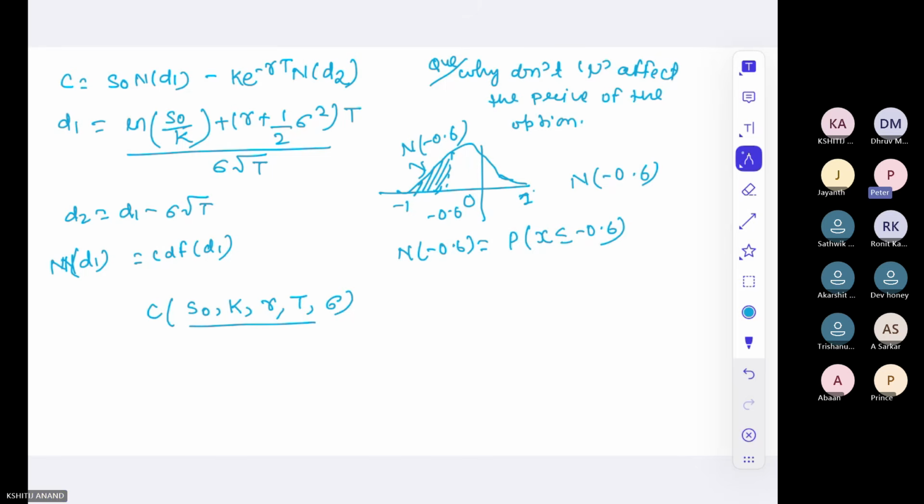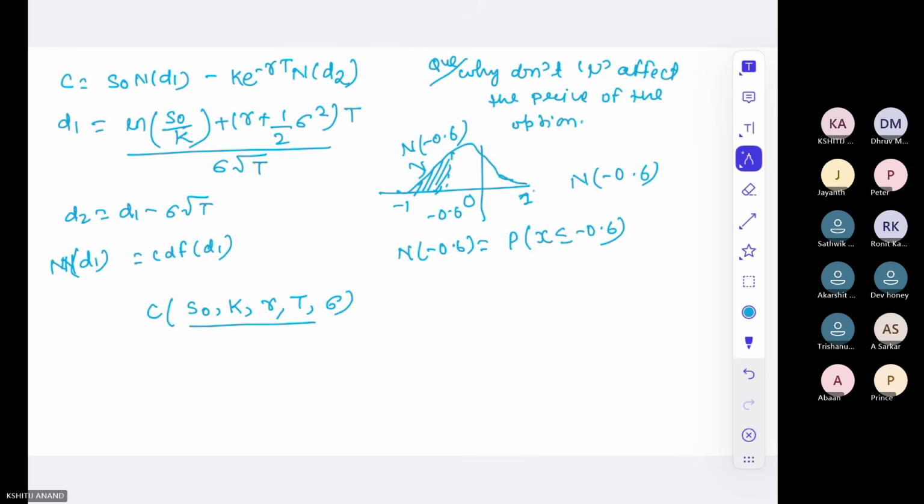Could you please explain what D1 and D2 are again? D1 and D2 are just certain terms, right? You can understand it as a formula. D1 is ln of S naught by K plus R plus half sigma square into T. So using all these terms S, K, R, sigma and capital T, you are finding D1 and D2. These are just formulas, and then we use them to find ND1 and ND2.